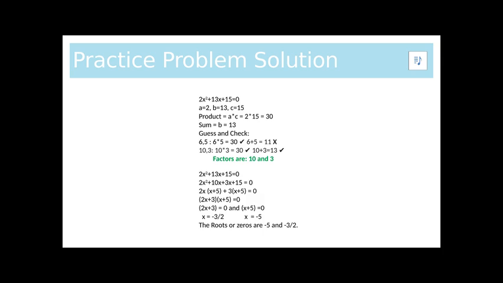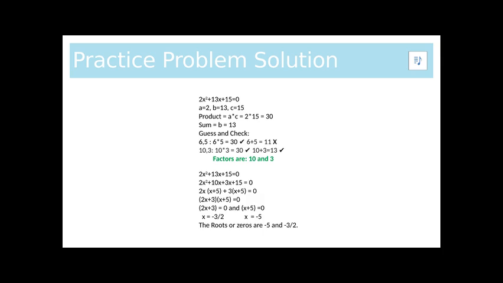So there's a couple ways you can go about it. You can just guess and check and see if you need to pick a factor that's lower or higher depending on your sum. You can make a factor tree if you're having trouble. I just went guess and check here. So let's try 6 and 5. 6 times 5 is 30, which is good, which is what we want. But 6 plus 5 is 11, which is not 13.